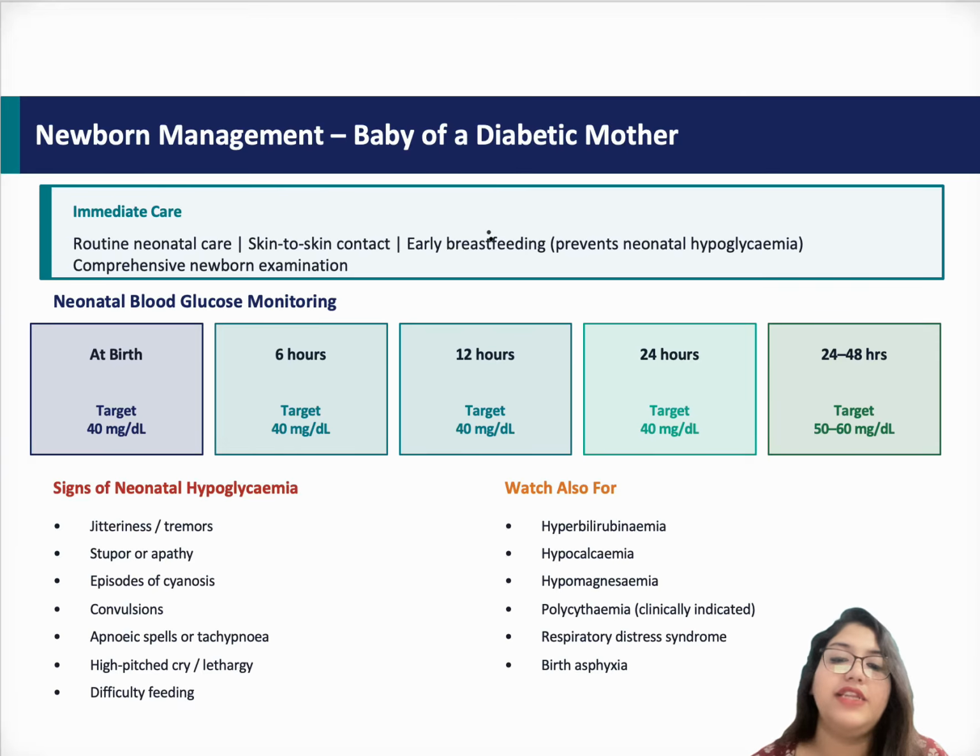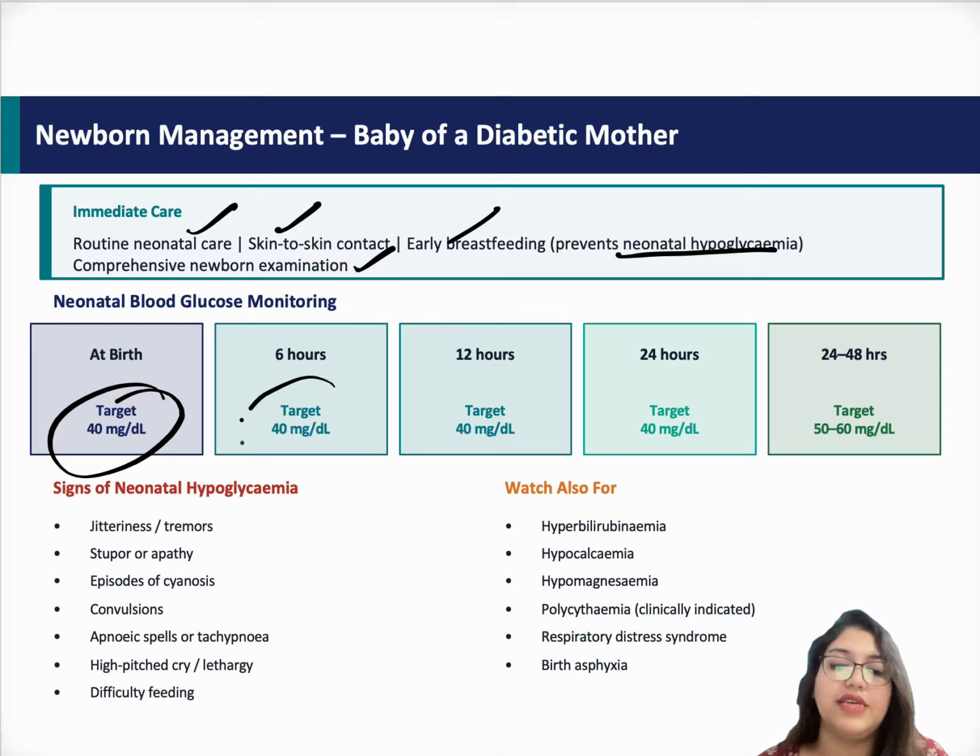So newborn management, baby of diabetic mother, immediate care is routine neonatal care, skin to skin contact, early breastfeeding prevents neonatal hypoglycemia, comprehensive newborn examination. So neonatal blood glucose monitoring, at birth target is always 40, but you have to check at birth, 6 hours, 12 hours, 24 hours and 24 to 48 hours. At 24 to 48 hours, target is 50 to 60 milligram per deciliter.